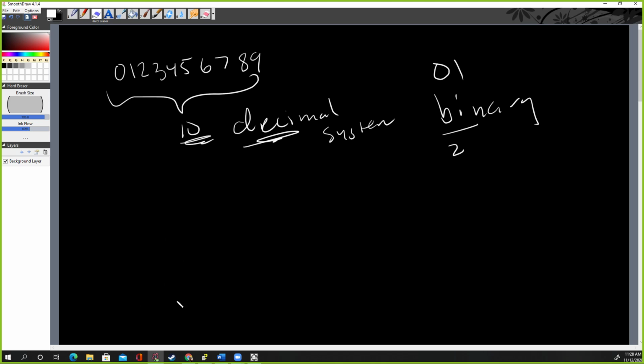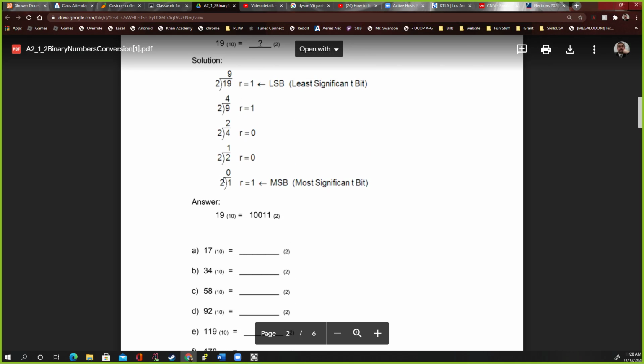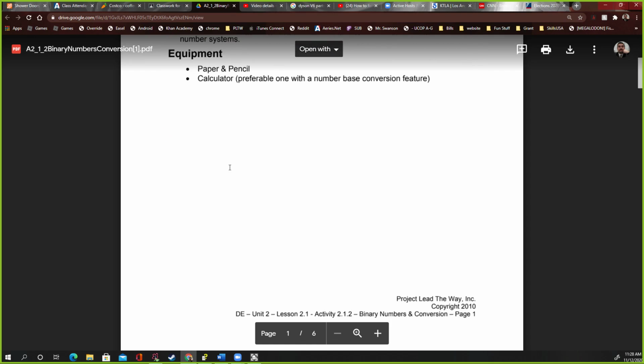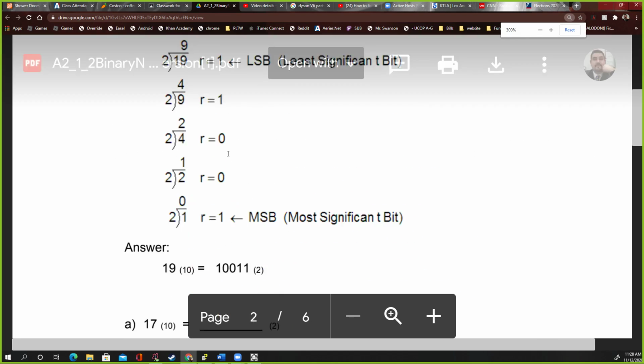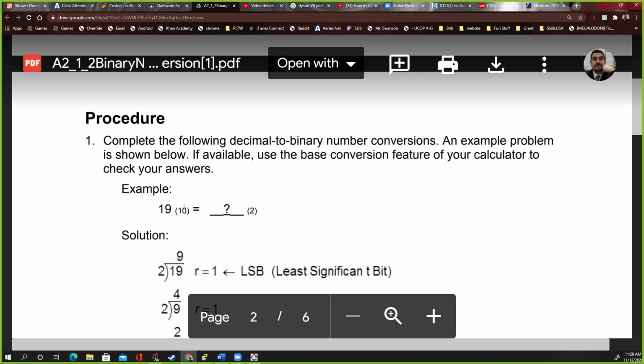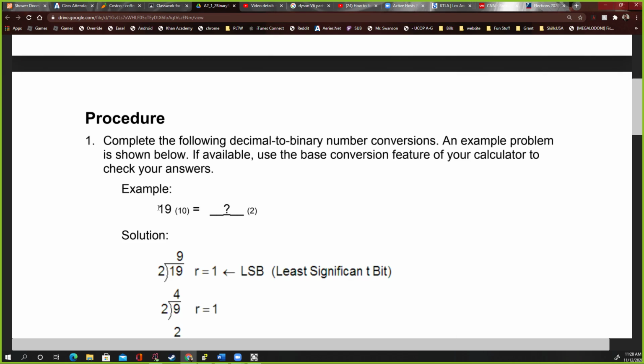So that being said, going to our assignment, the very first step you're supposed to do is to convert regular numbers, which we call decimal numbers. You see the little 10 right here in parentheses? That means that this number 19 is in the decimal system. So pretty much the regular way you're used to counting, and you have to convert it to a base 2 system, which is binary. So a base 10 to a base 2, decimal to binary. So how do we do that?